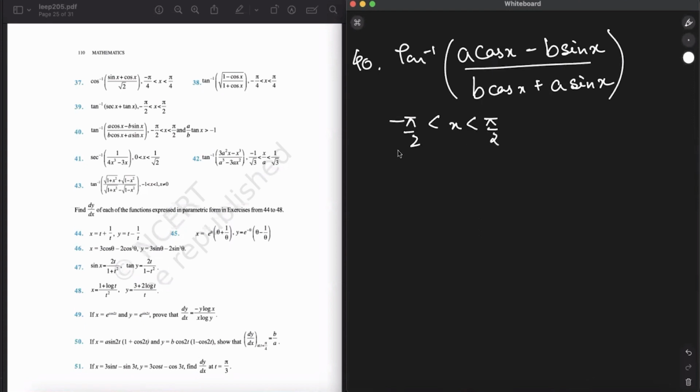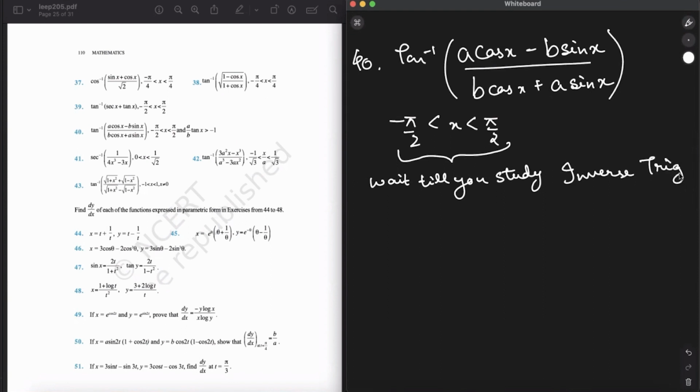If you don't understand this part, why it is given, wait till you study inverse trigonometry. Don't confuse yourselves. It is just for clearing your doubt. After you study inverse trigonometric functions, you look for this in the question, whether it is given or not. To prevent confusion afterwards, they have given it beforehand. But just ignore it for now.